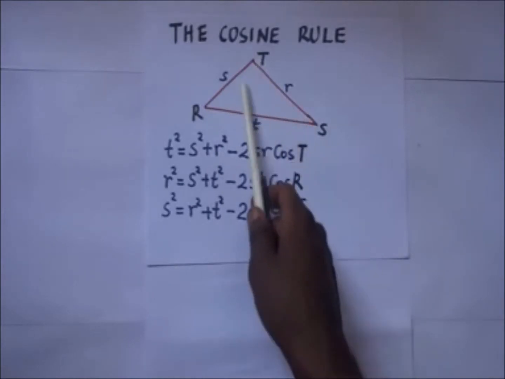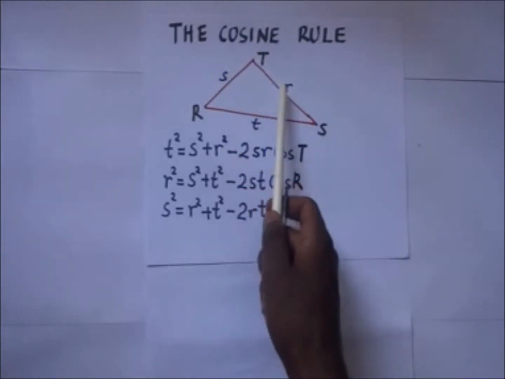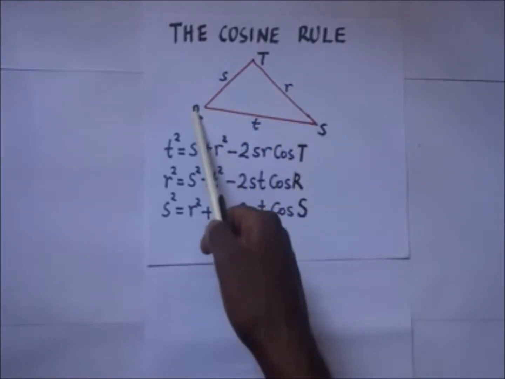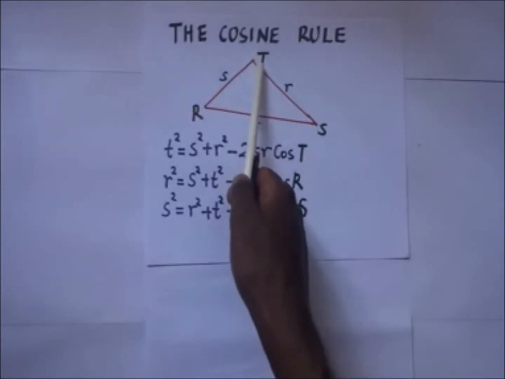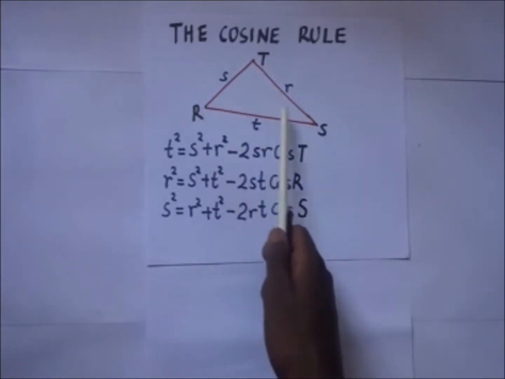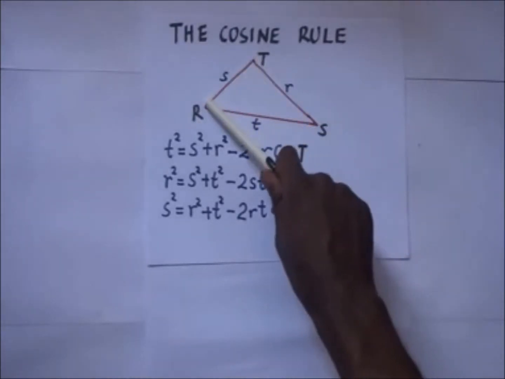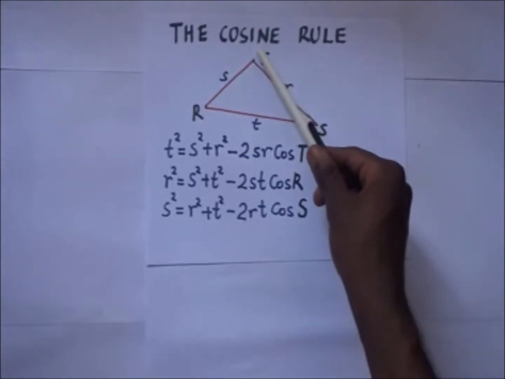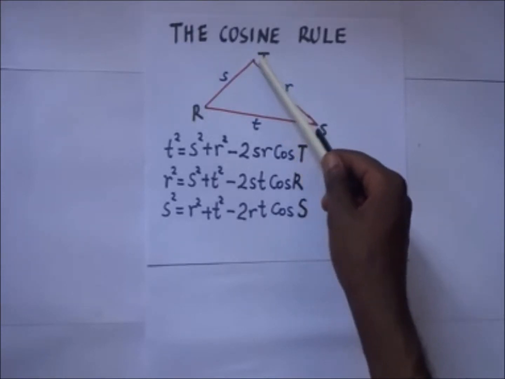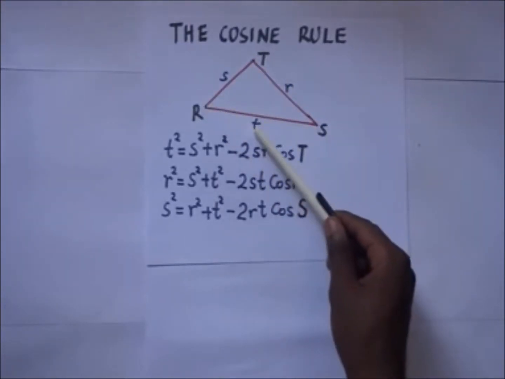If you look at this triangle, we have sides S, R, and T, and then we have angles. Capital R is opposite that side r. Then we have angle S, which is opposite that small side s. Then we have capital T, this angle T, which we have labeled and is opposite that small t.